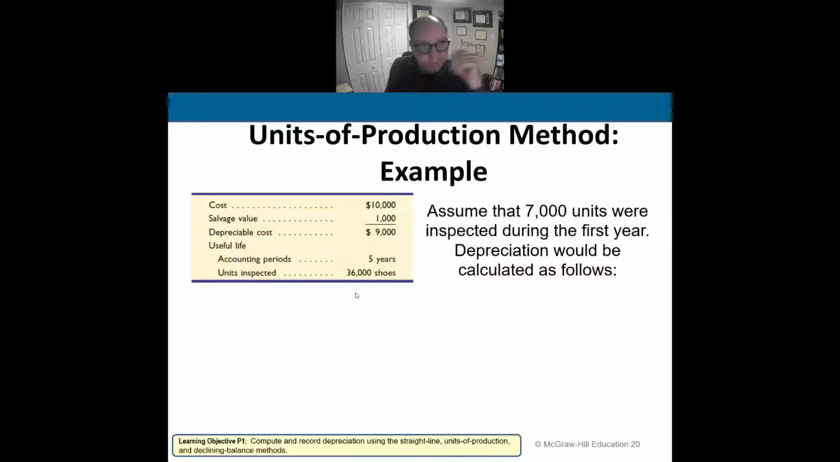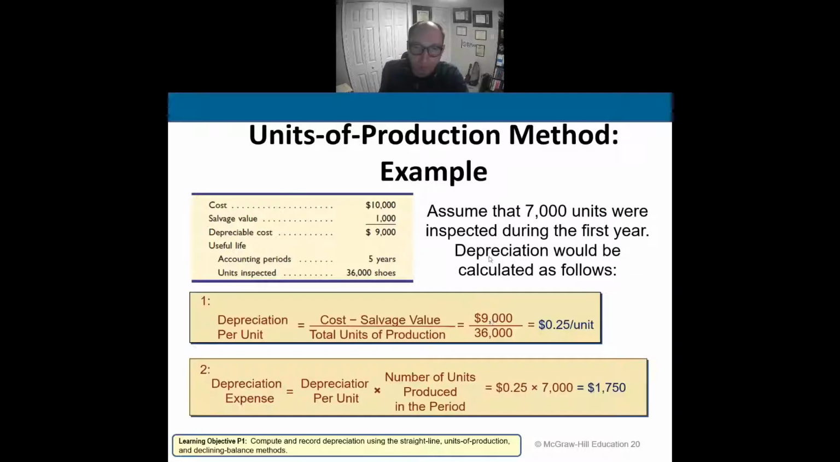Using our example, cost, $10,000. Salvage value, $1,000, so $9,000. So $9,000 divided by the units I expect to produce, 36,000. So 9,000 divided by 36,000, that's 25 cents per unit. Once I find my depreciation per unit, I go depreciation per unit times the number of units I expect to produce during the accounting period, during that first year. 25 cents times 7,000 units I expect to produce during that first year equals 1,750. 1,750 is my depreciation expense for year 1.